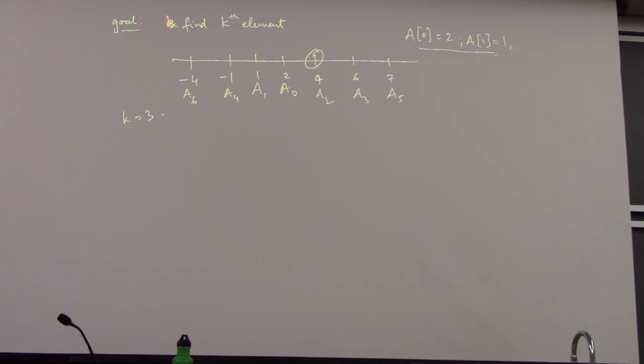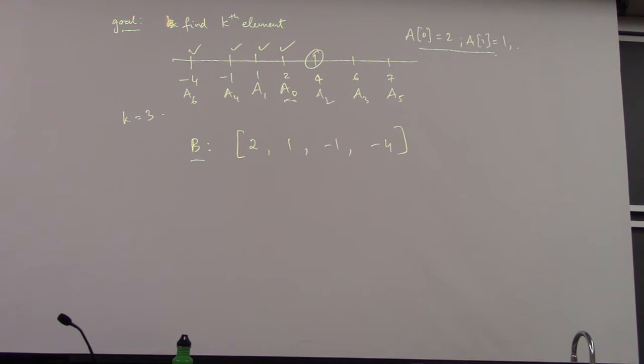So this is the procedure. I look through the array in index order, A0, A1, and so on, and I find everybody who is smaller than or equal to 4. So this array B will actually be in the same order as A. First I'll have A0, which is 2, then A1, which is 1, then A4, which is minus 1, and then A6, which is minus 4. So this is the array B that I'll produce, in the same order as A.